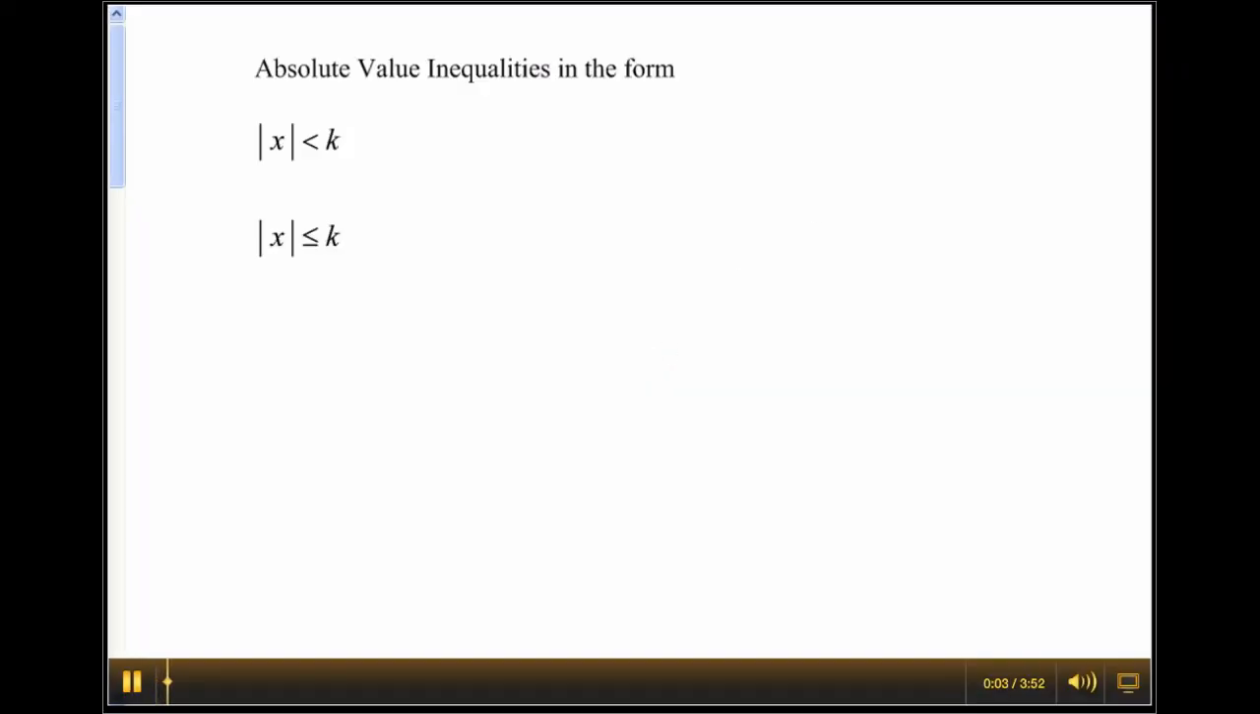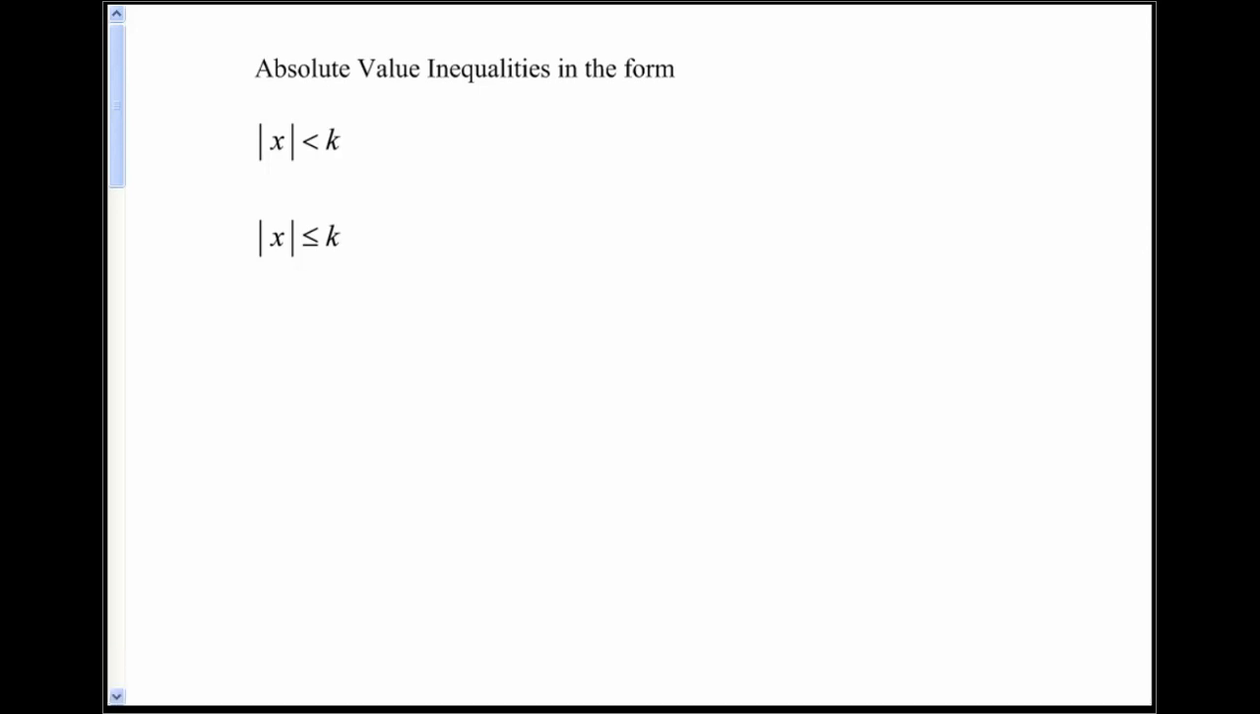Absolute value inequalities in the form absolute value of x is less than k, or absolute value of x is less than or equal to k. Removing the absolute value bars, this translates to x is between negative k and k. So you'd have negative k is less than x is less than k, or we could say x is between negative k and k.